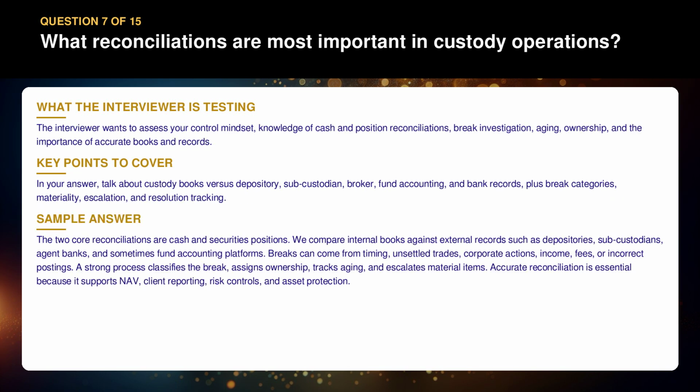The two core reconciliations are cash and securities positions. We compare internal books against external records, such as depositories, sub-custodians, agent banks, and sometimes fund accounting platforms. Breaks can come from timing, unsettled trades, corporate actions, income, fees, or incorrect postings. A strong process classifies the break, assigns ownership, tracks aging, and escalates material items. Accurate reconciliation is essential because it supports NAV, client reporting, risk controls, and asset protection.